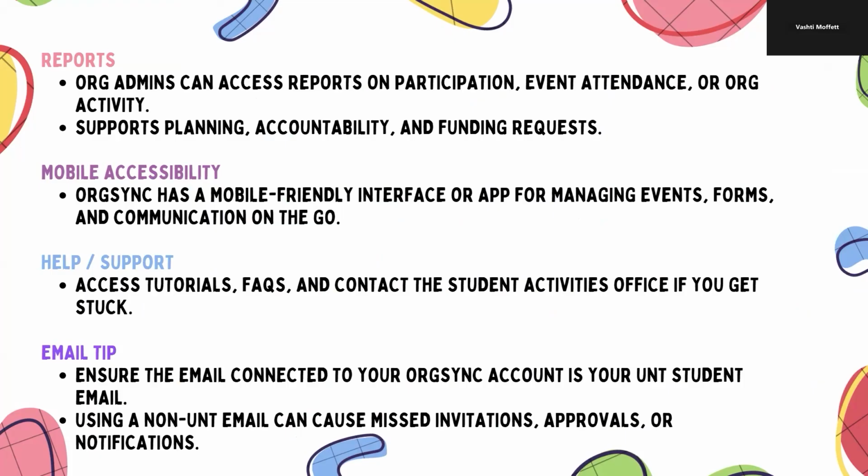Reports. Org admins can access reports on participation, event attendance, or org activity. Reports also support planning, accountability, and funding requests. Mobile accessibility. OrgSync has a mobile-friendly interface or app for managing events, forms, and communication on the go. And I will show you what that app looks like so that you can access it.